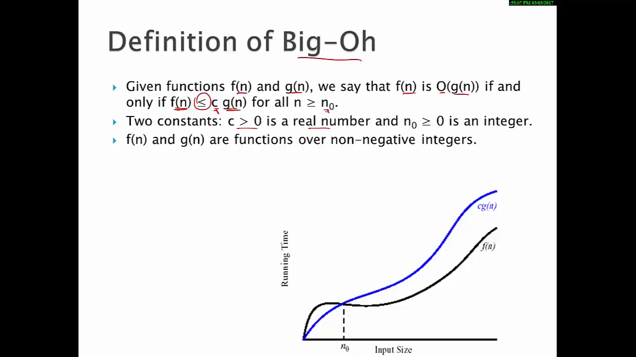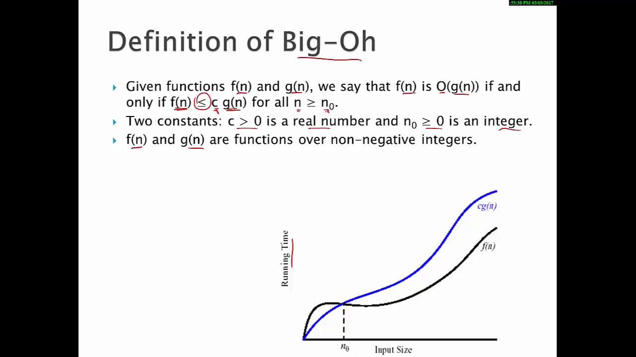And n naught is also, well, it can't be negative. n is like the size of the input, so it can't be negative, and it's also an integer. For example, you're talking about the size of your array, so it's an integer. And f of n and g of n are functions over non-negative integers, so we have non-negative inputs. And since we're typically talking about things like runtime, you have non-negative outputs as well.